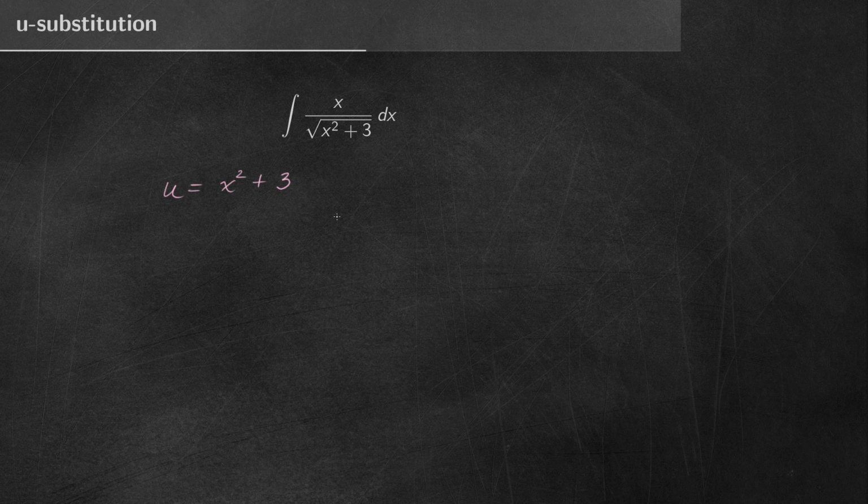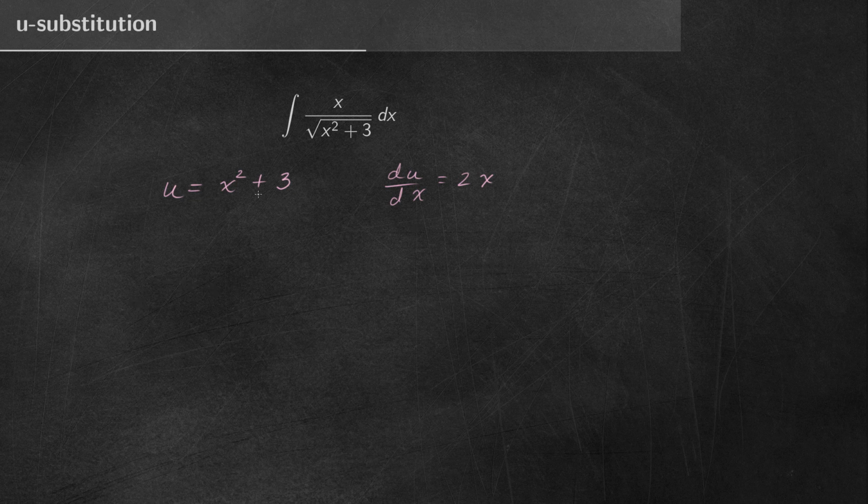You might pick the wrong thing for u. And if you do, you're probably going to get stuck when you try and get rid of all of your x's. So if that happens to you, don't get frustrated. Just go back and try and choose something else for u and see if that makes the problem easier. So now that I've chosen my u, I'm going to take the derivative with respect to x. So du dx equals 2x, and the derivative of 3 is 0.